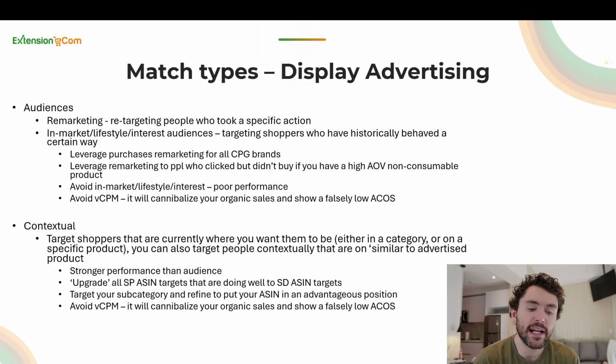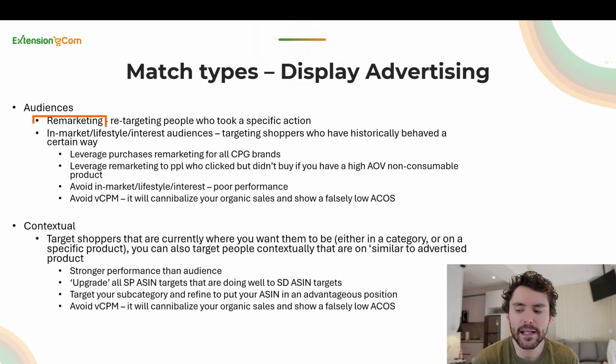So within display advertising, it breaks into two separate things, audiences and contextual. Now within audiences, you are essentially going after audiences based on historic shopping behaviors, and that breaks up into remarketing versus in-market, lifestyle, and interest audiences. Now for remarketing, you're going to retarget people who took a specific action.